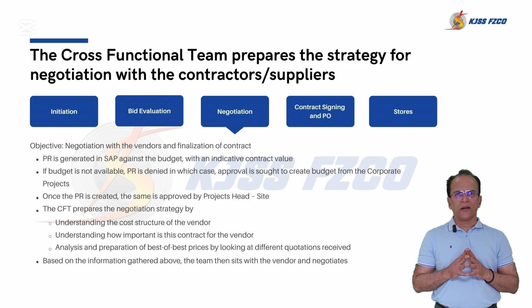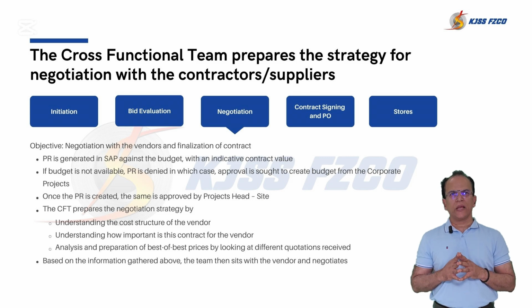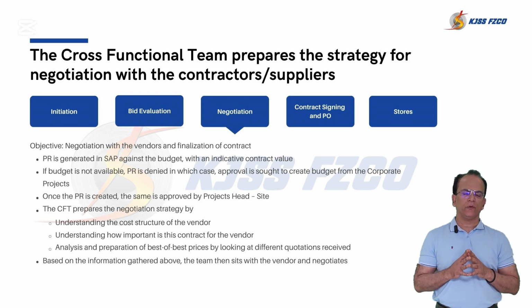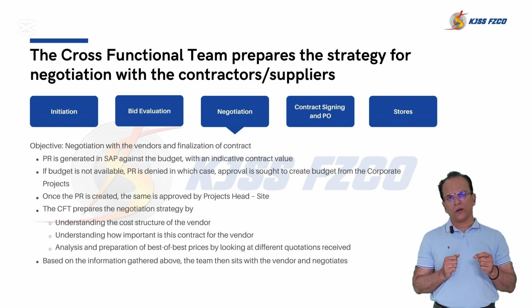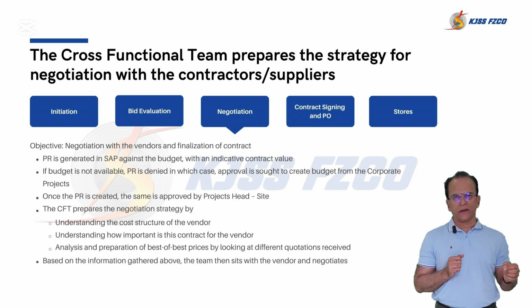So first thing is that if PR is created, usually in SAP or any other ERP system, a purchase requisition is created in SAP based on the budget and it includes an indicative contract value. Once you have indicated the contract value, then it's an indication for the purchase team also. However, in this case, if you don't have the budget, then PR is denied. It's not accepted by the ERP system.